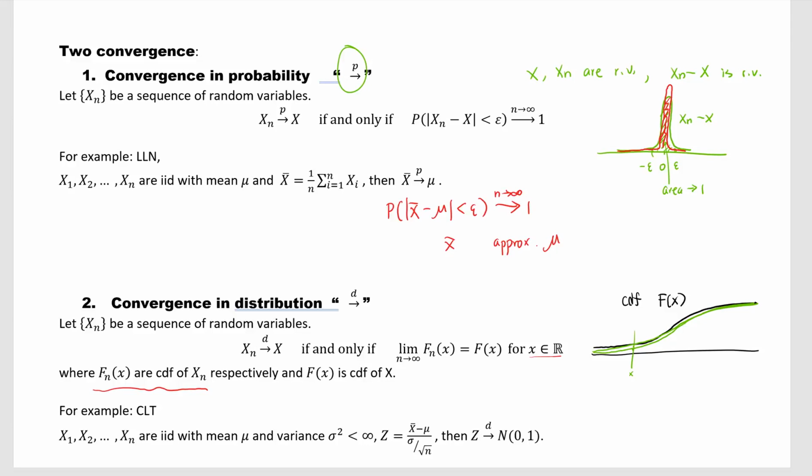However, we only guarantee convergence at each point, but the speed at which they converge could be different. Maybe here it converges slower, and here it converges faster. We don't know about the speed. We only know that at each point, the function F_n converges to F of x, but we don't know whether they converge at the same speed. So this is pointwise convergence.